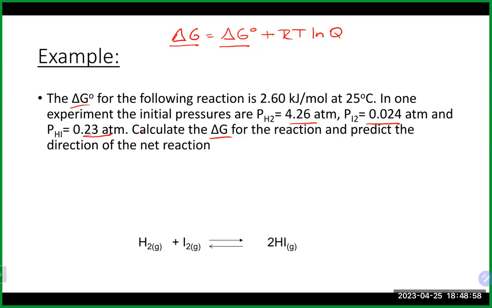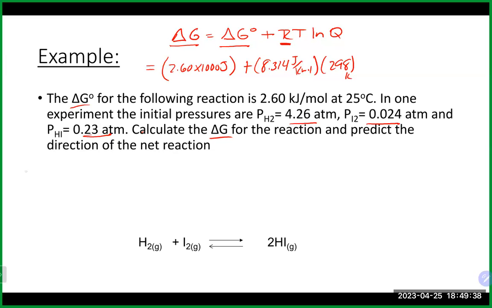But they were nice enough to give us the delta G naught, which is what delta G would be for this reaction under standard conditions, if everybody was 1 atmosphere in terms of pressure. So with that given to us, we have most of what we need here. We will go with our delta G naught, and once again I'm going to multiply by 1,000 to get that into joules because I have R here in joules. So everything will be okay. Plus R, which is 8.314. Our temperature here is still 25 degrees, so that's 298 Kelvin.